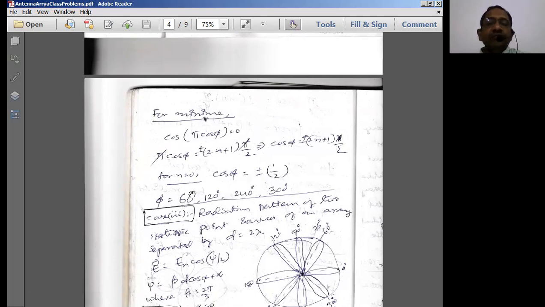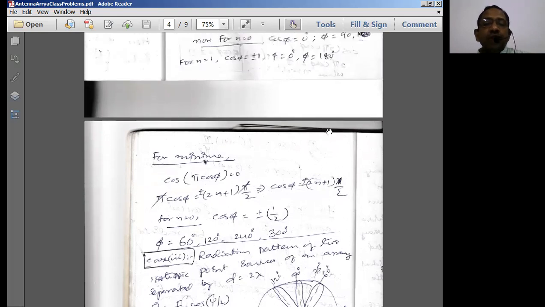For n is equal to 0, cos phi is equal to plus minus 1 by 2. When phi is equal to 60 degrees, it is plus 1 by 2. When phi is equal to 120 degrees, it is minus 1 by 2. Similarly, when you go with n is equal to 1, it is going to be something like 3 by 2, and similarly we will get phi values as 240 and 300. So for 60, 120, 240, 300.